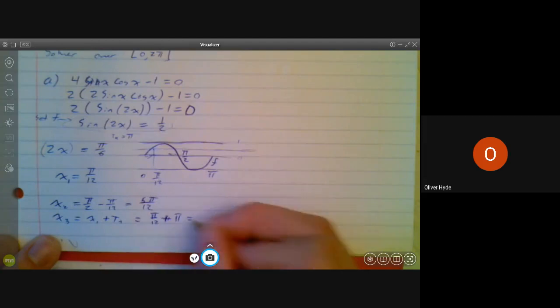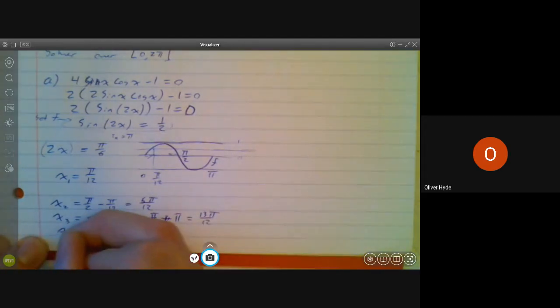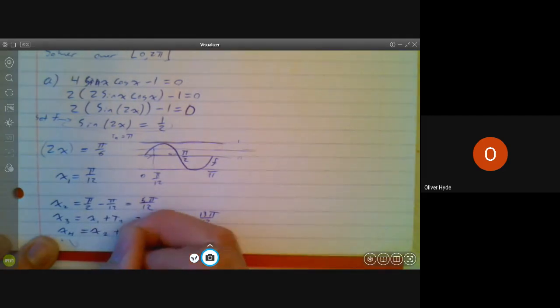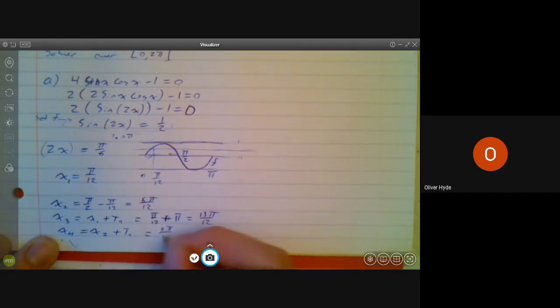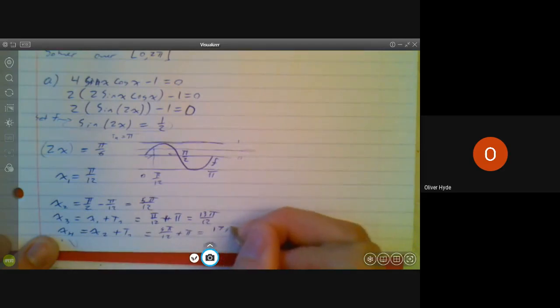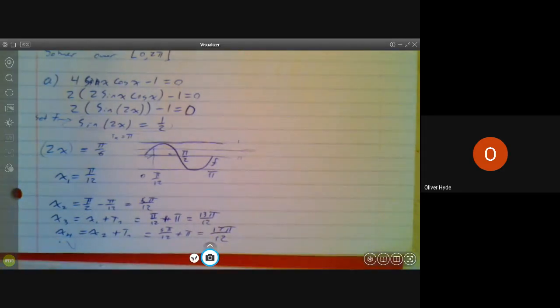So pi by 12 plus 12 pi by 12, that'll be 13 pi by 12. x4 is going to be x2 plus one new period. That's going to be 5 pi by 12 plus pi, or plus 12 pi by 12. That's 17 pi by 12. And there are my 4 solutions.